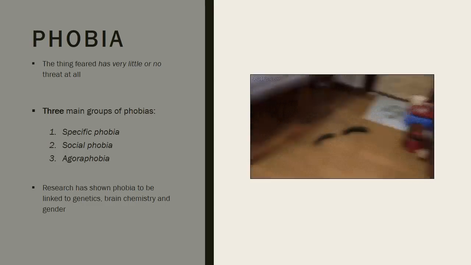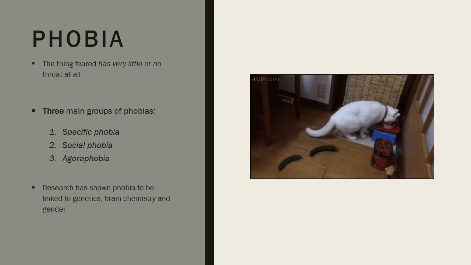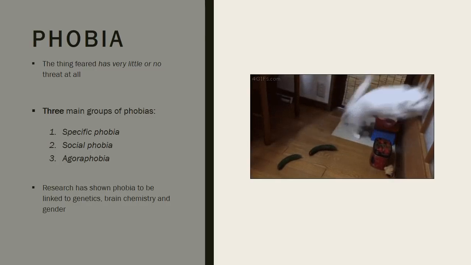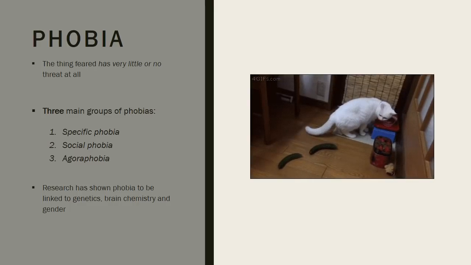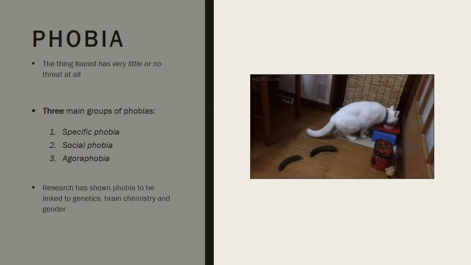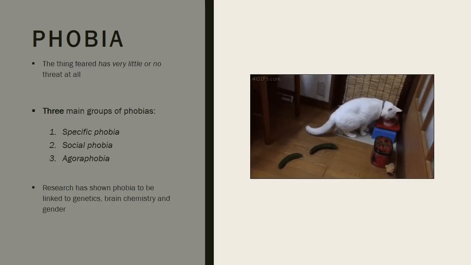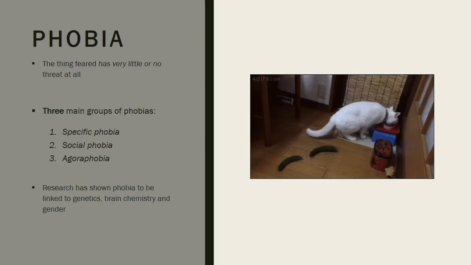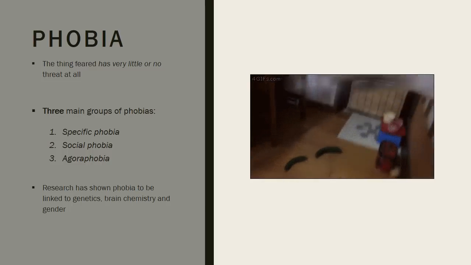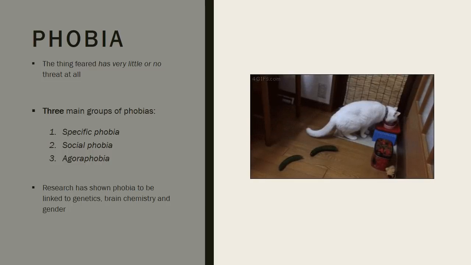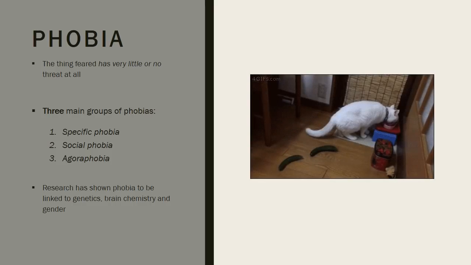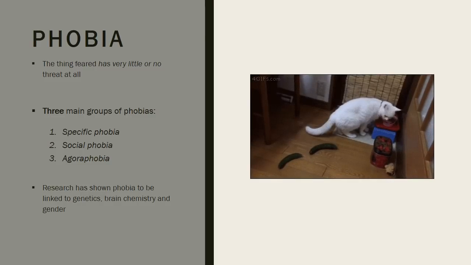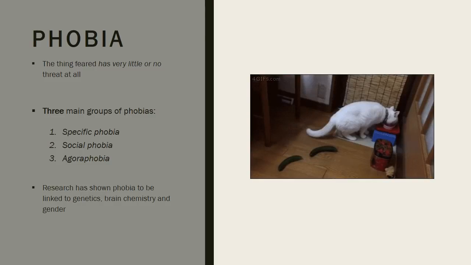Phobia is something that someone fears that has very little or no threat at all. For example, that GIF on the side there, yes, it's a bit funny, but that kind of shows a cucumber on the floor and the cat, it just reacts in the most craziest way possible. That's something completely different, but if you relate it to humans, it's kind of that type of intensity. For example, if I saw a cucumber and reacted in that way, that would make me have a phobia of cucumbers, which makes no sense because cucumbers are no threat to us whatsoever.